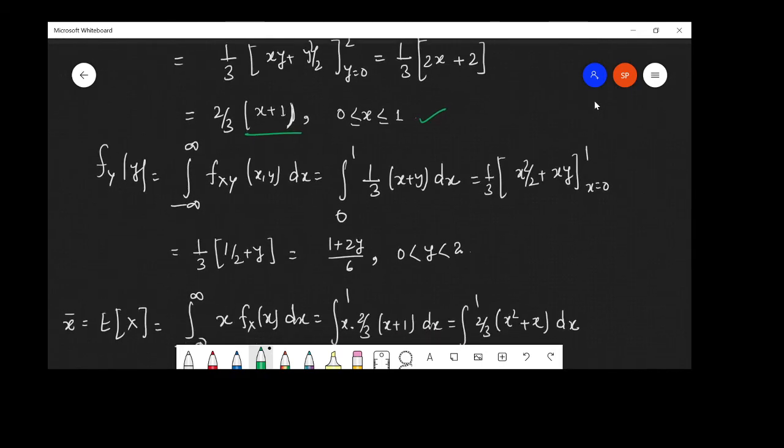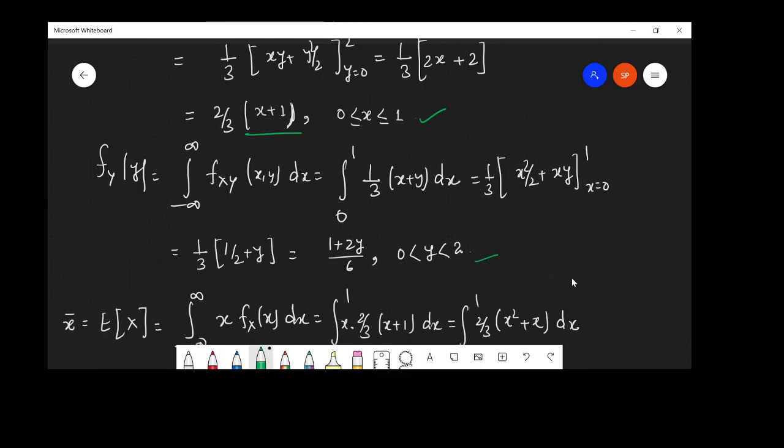And now similarly we find the marginal probability density function of y, the integral from minus infinity to plus infinity of the joint PDF dx. According to the question, the integration limit of x is 0 to 1, and here we have 1 by 3 (x plus y) dx. After integrating, x square by 2 plus xy, with y treated as a constant, and now for x equal to 0 to 1, after simplifying it is (1 plus 2y) by 6, and here y lies between 0 to 2.